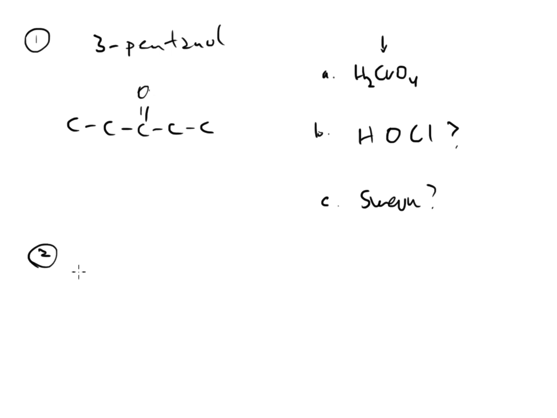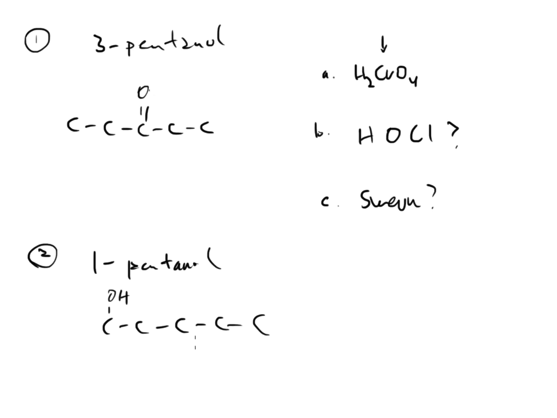All right, so let's take a look at number 2. Number 2 was a 1-pentanol. All right, so pent is 5. 1, 2, 3, 4, 5. On carbon number 1, I have an OH group. So I'll draw it like that. And we'll do the same thing.